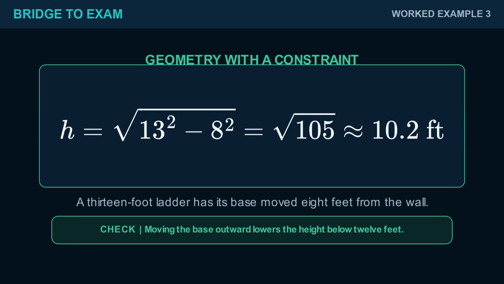Worked example 3. A 13-foot ladder has its base moved 8 feet from the wall. The height is the missing leg, so subtract 8 squared from 13 squared. The result is the square root of 105, about 10.2 feet. Check. Moving the base outward lowers the height below 12 feet.